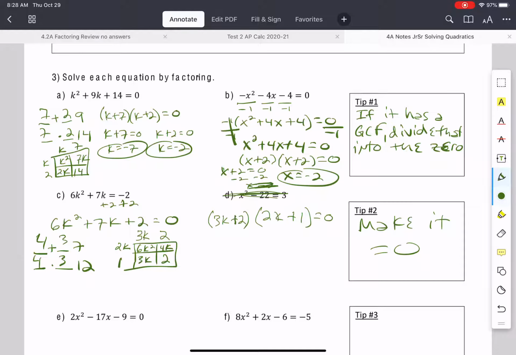Okay, what do I do now? When you divide the 3K, because it has to be by itself, divide it by 3. Well, not yet. I got to take each piece, and before I divide by the 3, I'm going to have to minus the 2 over. So 3K equals negative 2. So K is negative 2/3.